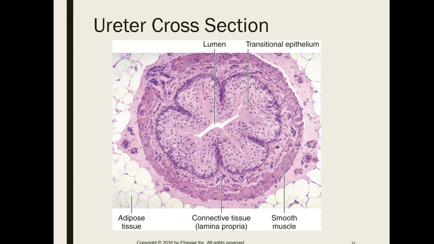So this kind of shows the inside of the ureter. You can see there's a lumen here, or the opening, and then transitional epithelium surrounding, and then a layer of smooth muscle here. The smooth muscle is what gives us the peristalsis movement, and the transitional epithelium allows the ureter to stretch as it fills with urine as it's being propelled through.